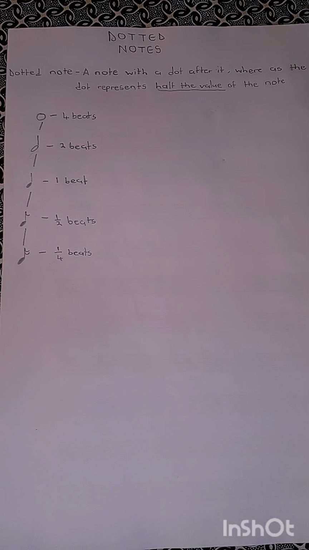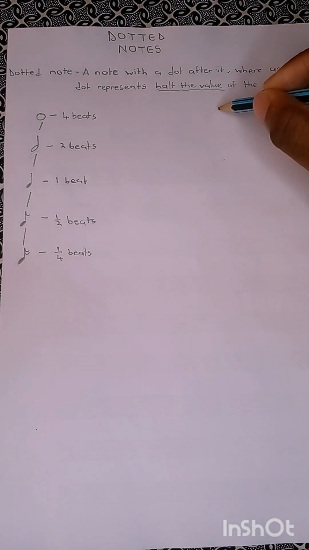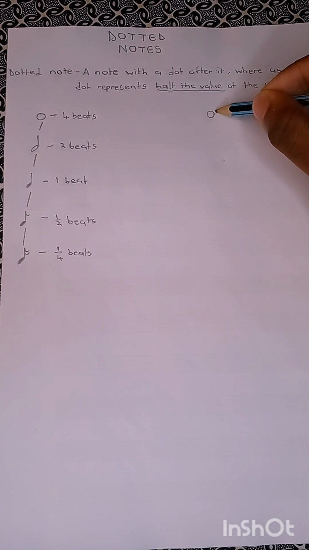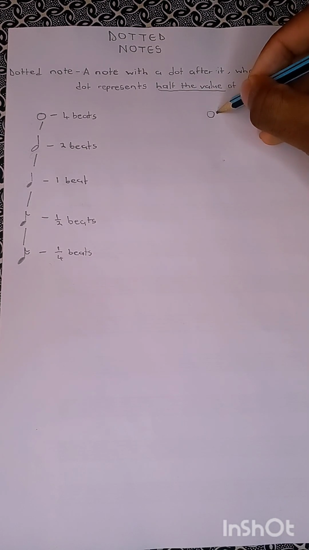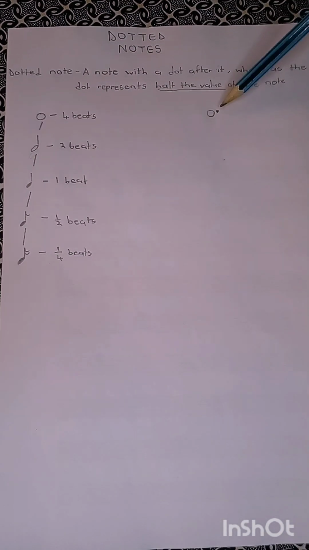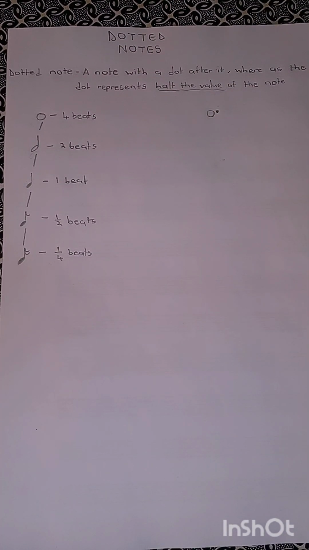Let us take the semi-brief for instance. If I want to draw a dotted semi-brief, I'll draw it like this, a semi-brief, and therefore I draw a dot. This is how it should be drawn, right? This here is called a dotted semi-brief because it has a dot drawn after the semi-brief. So now we want to understand, what do they mean when they say the dot represents half the value of the note?